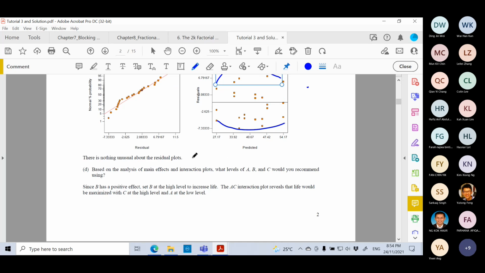So over here, based on the analysis of the main effect and interaction part, what level of the B alone do not have any interaction. So we set the high level here. If you want to have a high value, then we choose the effect of B which one has the highest. But the interaction AC was significant, then we need to consider which combination of the C and the A will give you the highest life.